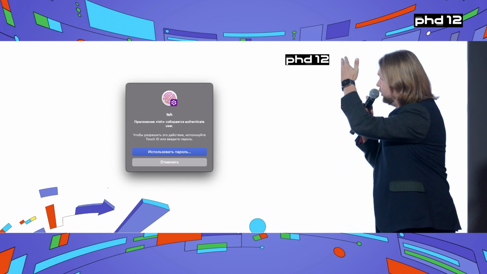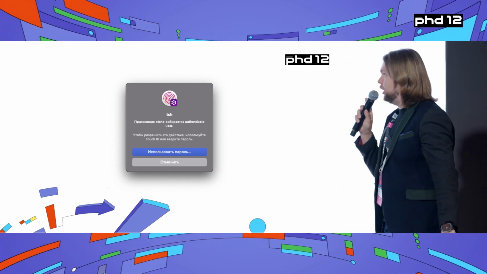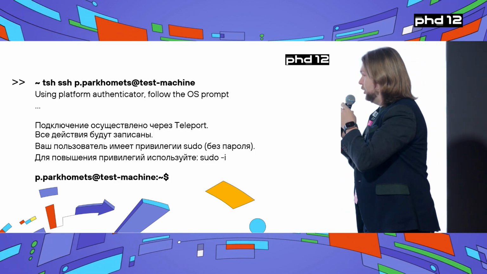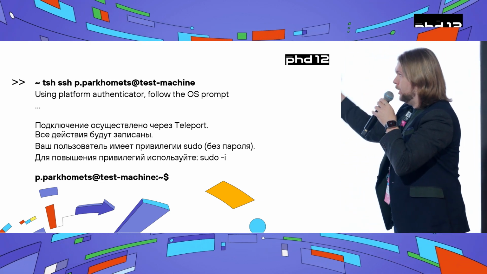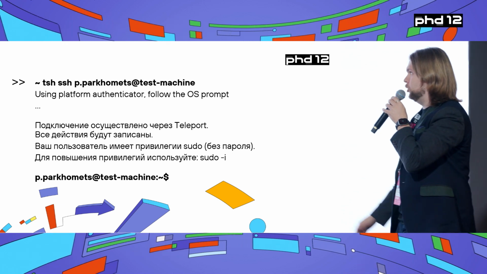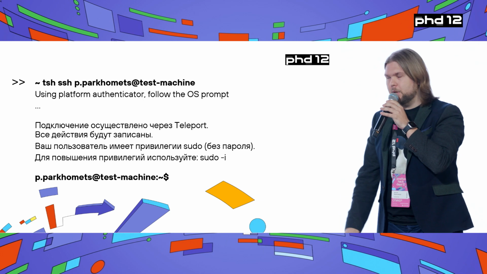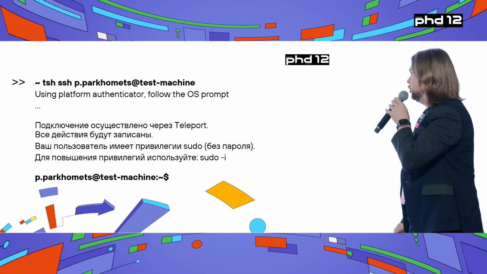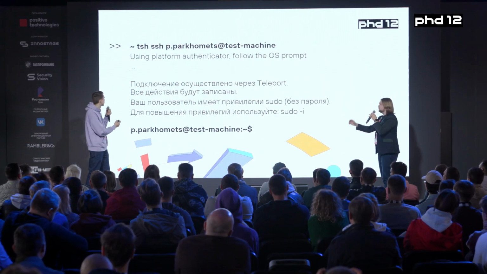As far as Parkhomets is fond of MacBook, the operating system would suggest to do authentication by means of Touch ID. Our administrator would press his thumb against the scanner and would get to the server, where he gets a notice that connection is done by means of teleport, that all the actions would be recorded, and certain explanations would be provided as to what privileges that user has in the system.